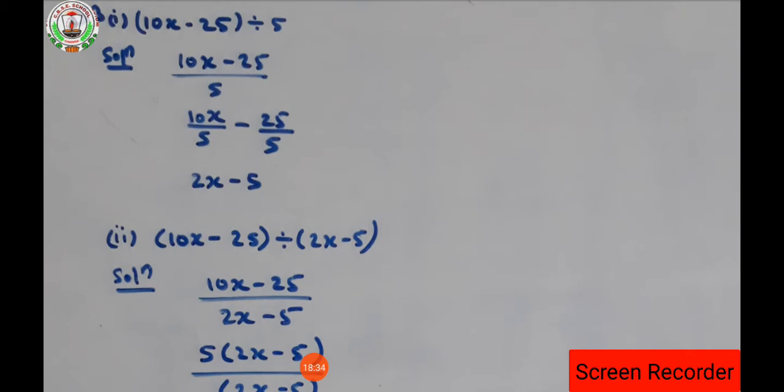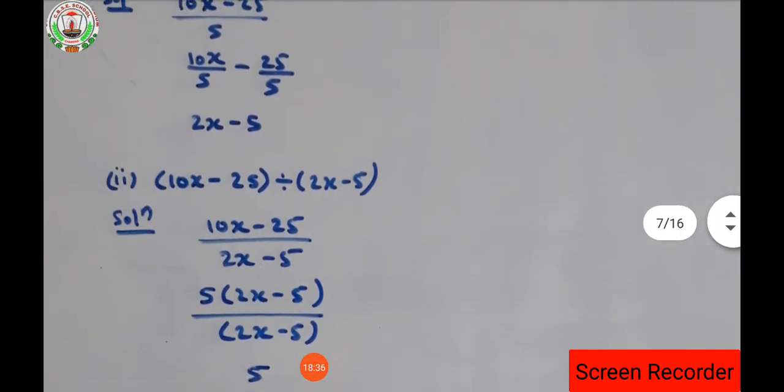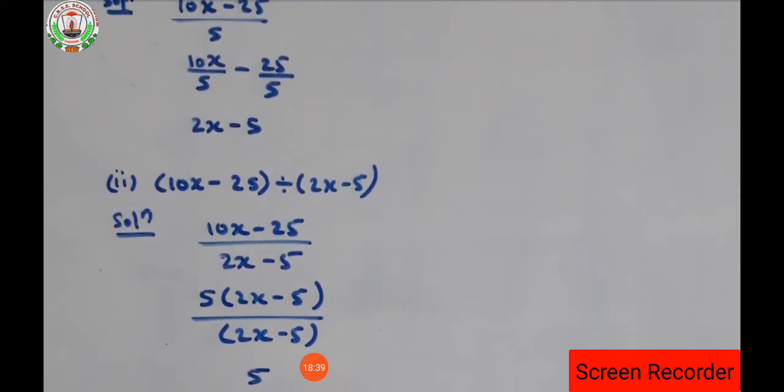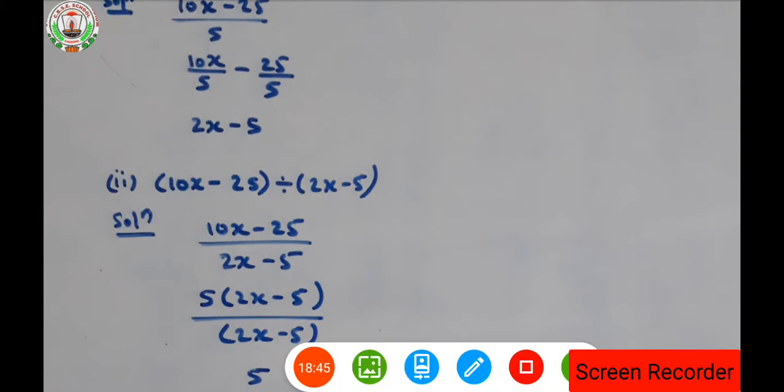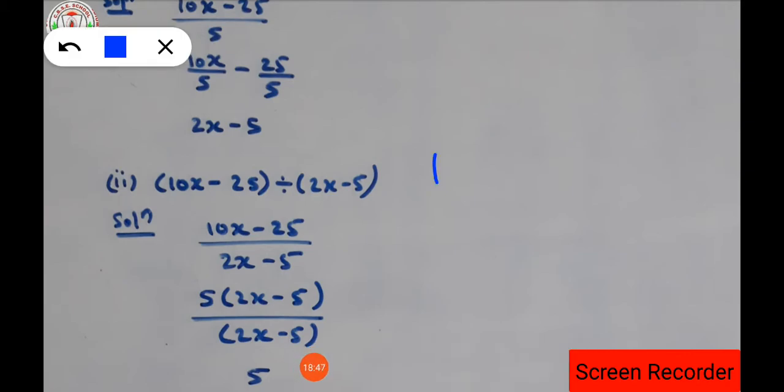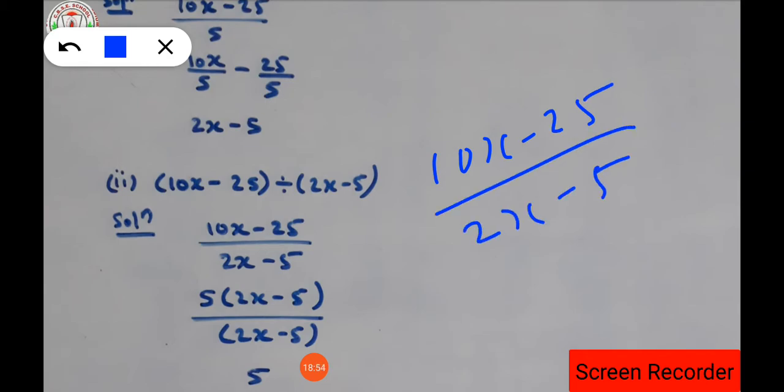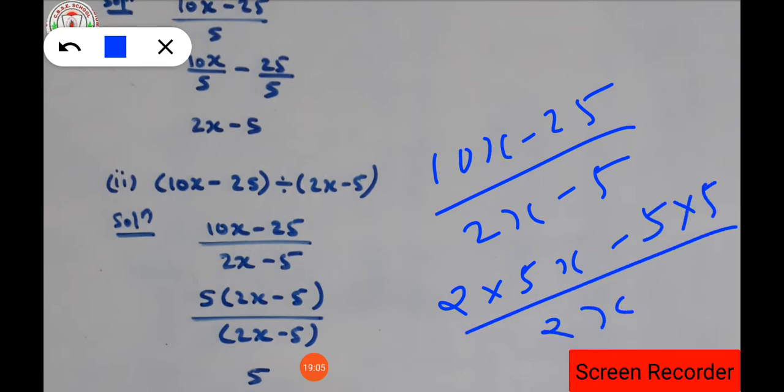Clear? Now the second part of the question: 10x minus 25 divided by 2x minus 5. Here binomial terms are being divided by a binomial. Now let's see how to do it. The question is 10x minus 25 upon 2x minus 5. Can we write 10x as 2 into 5x? Of course we can. 25 can be written as 5 into 5, upon 2x minus 5.